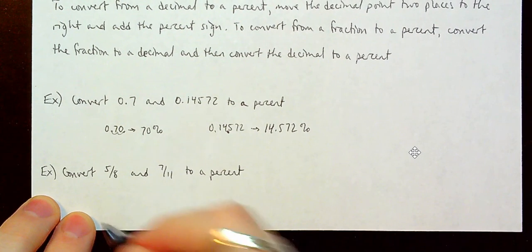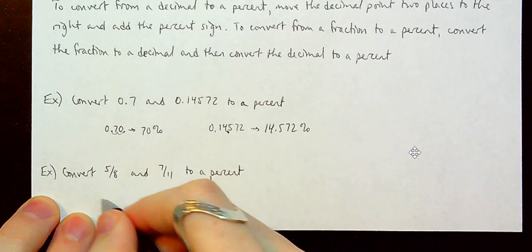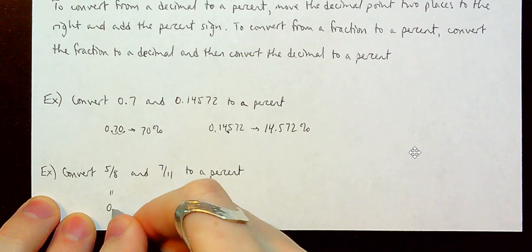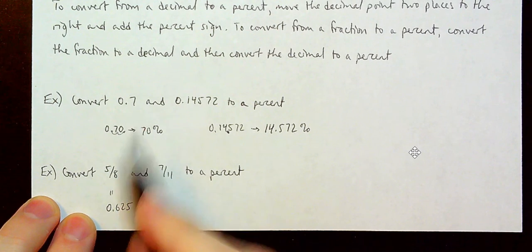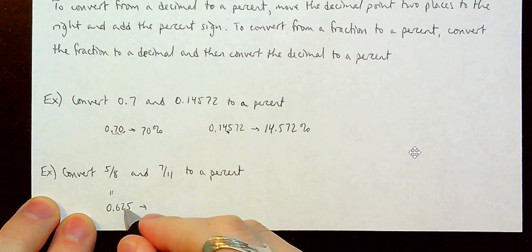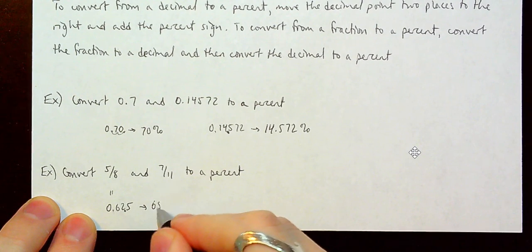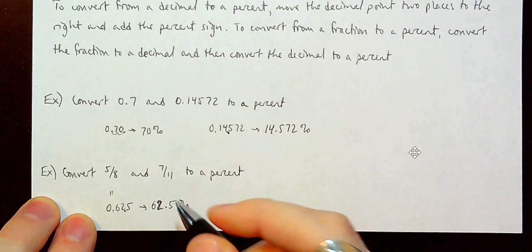5/8, well, if you plug into your calculator, if you're not sure, or if you just know that 5/8 is equal to 0.625. We now have our decimal. We now convert to a percentage. Decimal point gets moved 2 places to the right. Goes there. So it's 62.5%.